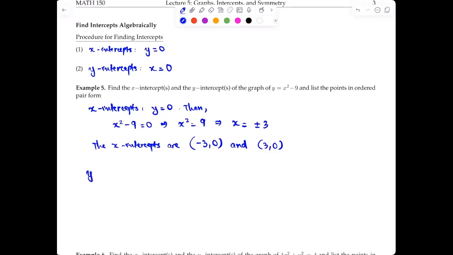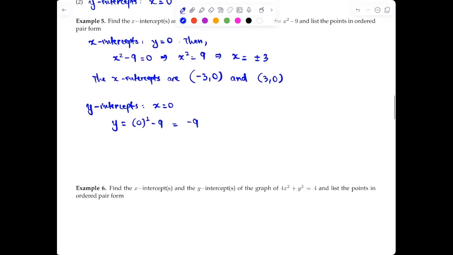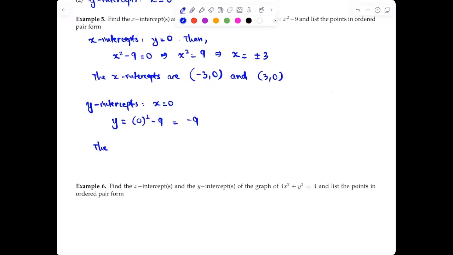Now for the y-intercept, you have x equal to 0. That is, in the equation, you set x equal to 0 and you find the y value. So you have y equals 0 squared minus 9, or the y value is just negative 9. So the y-intercept is (0, -9).